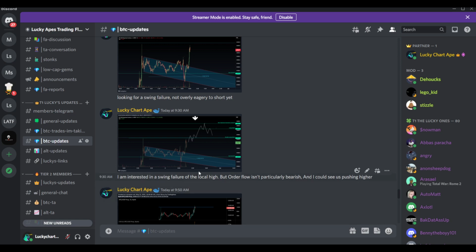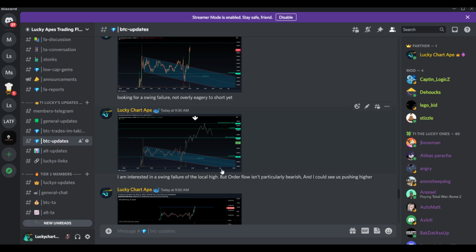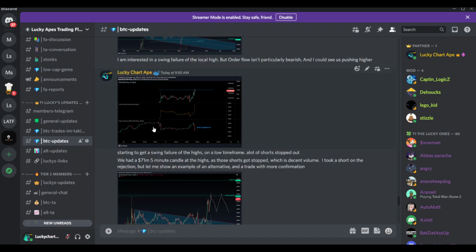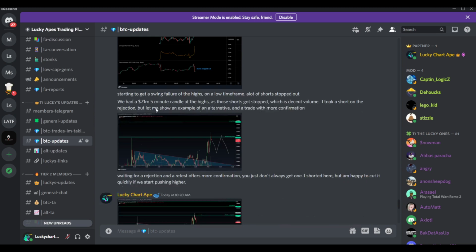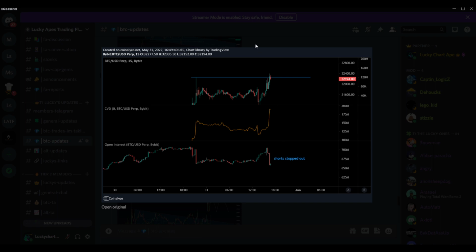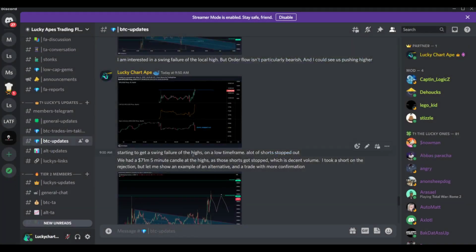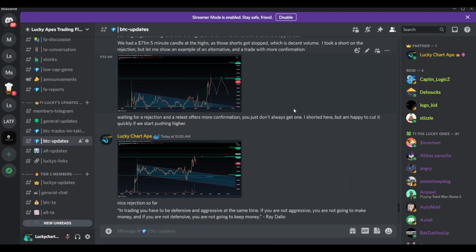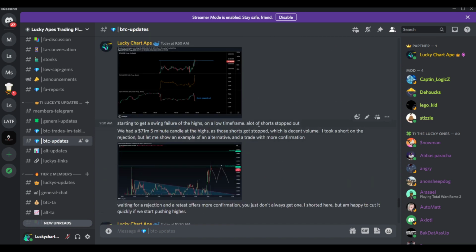I said I am interested in a swing failure of the local high, but order flow isn't particularly bearish, and we could see a push higher. So I was showing some higher levels. As price did push up, I see all these $71 million in a 5-minute candle, all this decrease in open interest, all these shorts getting stopped out, and a rejection. And so as I see that, I took a short.